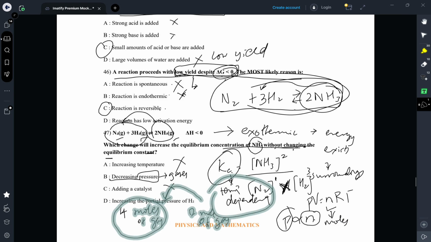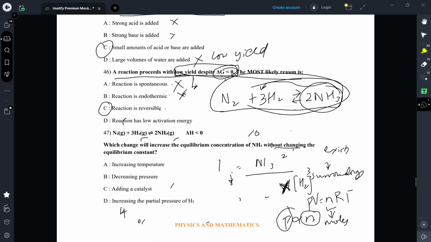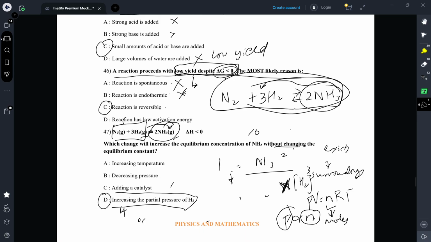Then, increasing the partial pressure of H2. If we increase the partial pressure of H2, the reaction will do the opposite, it will try to decrease the partial pressure of H2. How it will do that is to make more of this. It will make more of this in order to decrease the partial pressure of H2. So D would be the correct answer.